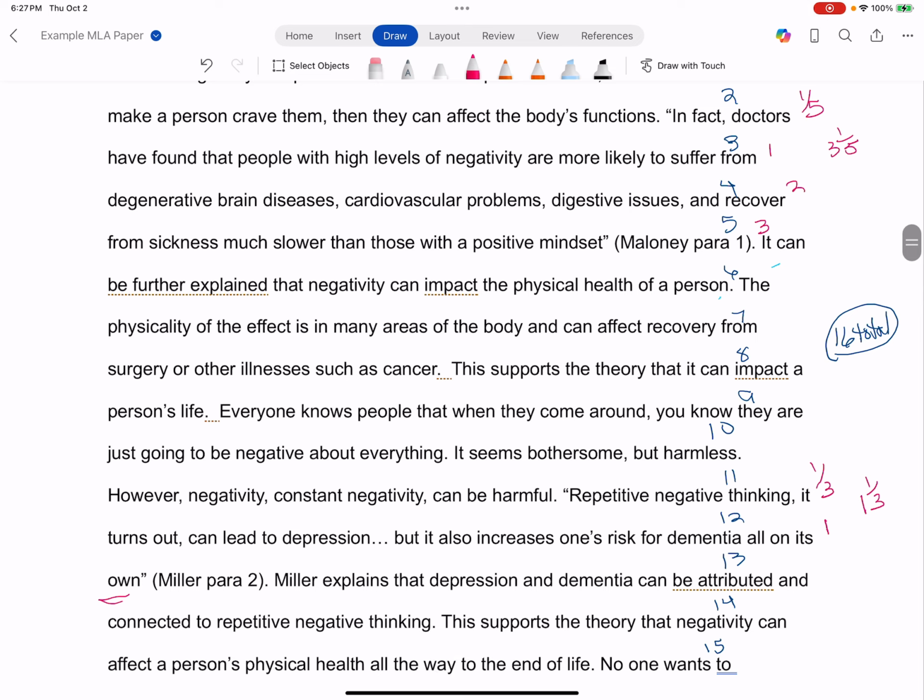So you add those together. 3 1/5 would be 3.2, and 1 1/3, which would be 1.3, and that adds up to 4.5. So that's 4.5. And when I divide that, 4.5 divided by the total number, 16, equals 28%. So that is below the 30%, so that's good.